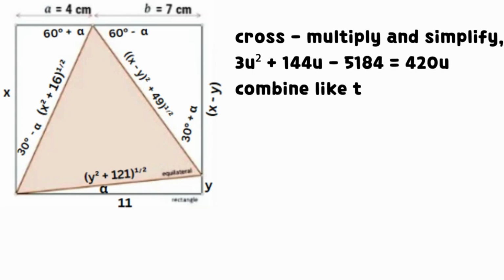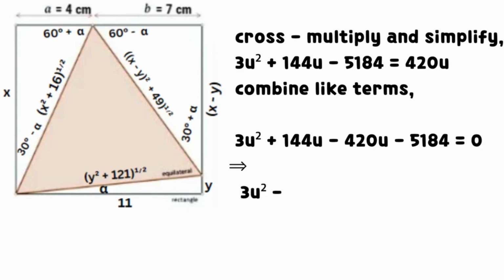Cross multiply, simplify, and we have a quadratic equation in u as shown on the screen. Combine like terms, simplify further, and we have the product of 3 and the square of u minus 276 times u minus 5184 equals 0. Factorize.